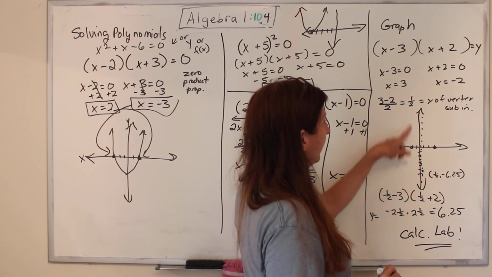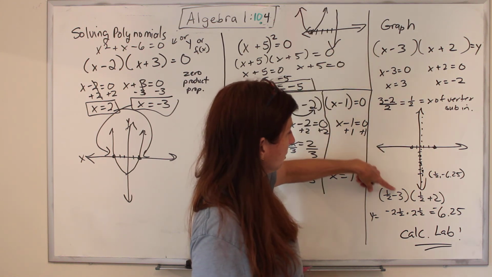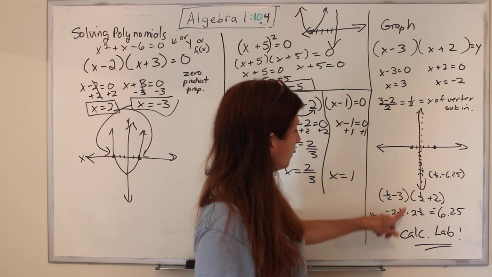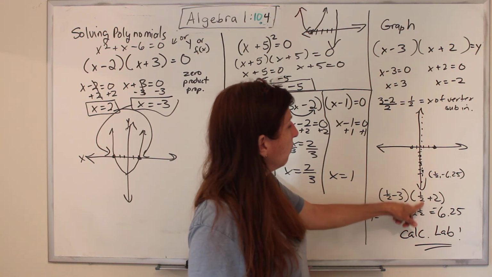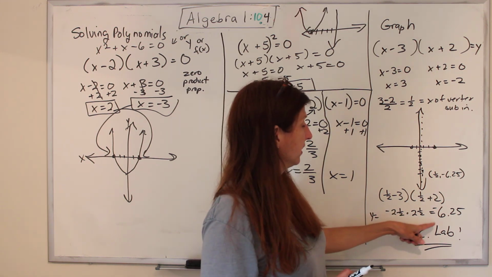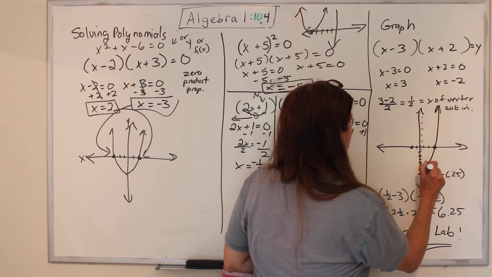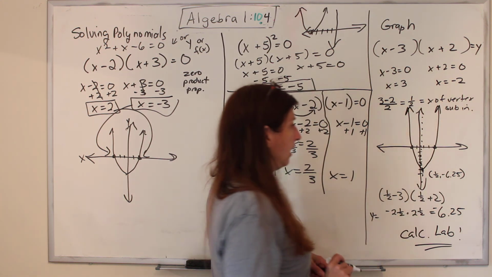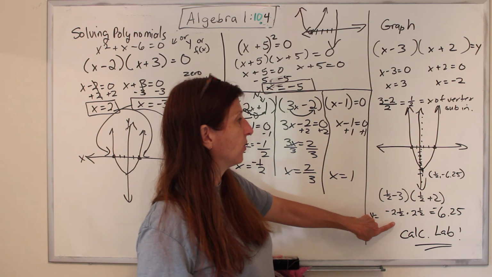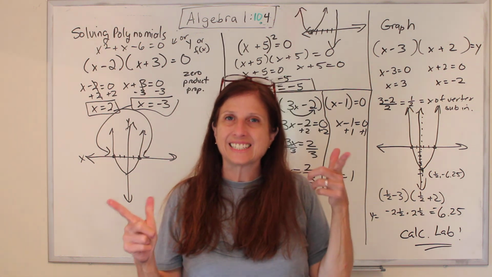But what's the y? We have to take that 1/2, put it back into our original equation, and solve it. 1/2 minus 3 is negative 2.5. 1/2 plus 2 is 2.5. Multiply them together on your calculator, you get negative 6.5. And now we can draw that. But in reality, you're going to do it on your calculator first and work back to that vertex. Okay? Math is great. See you next time.